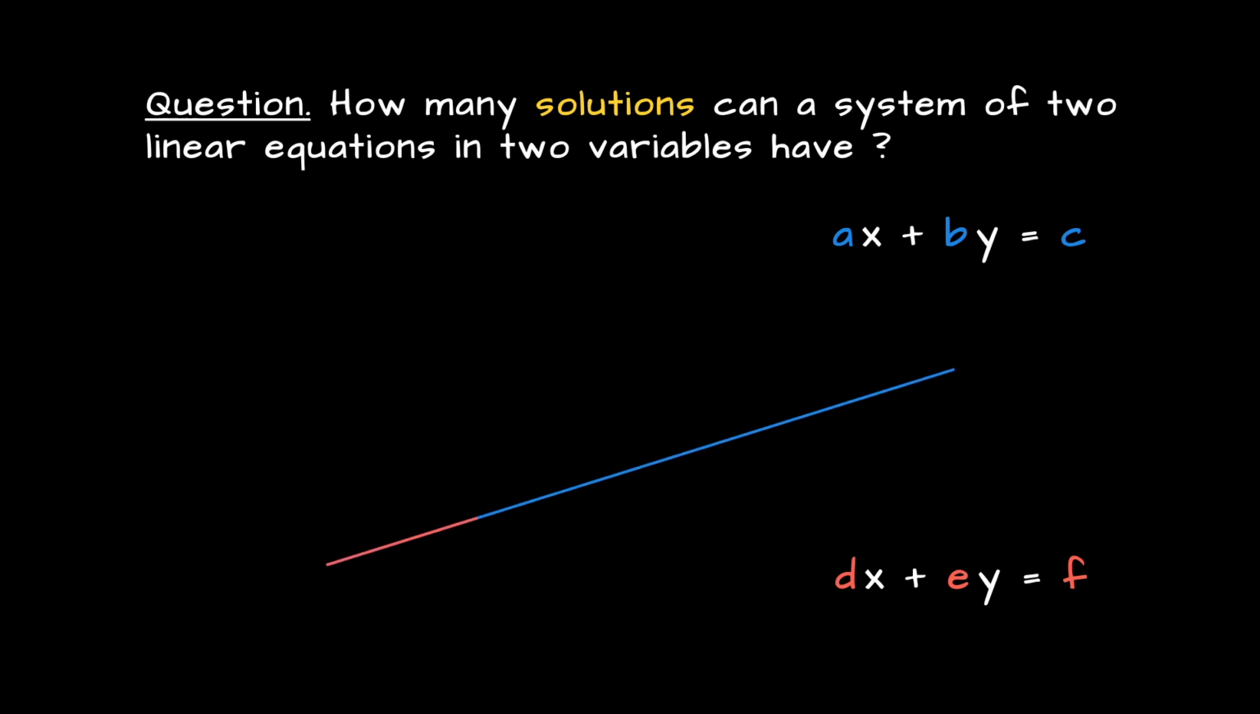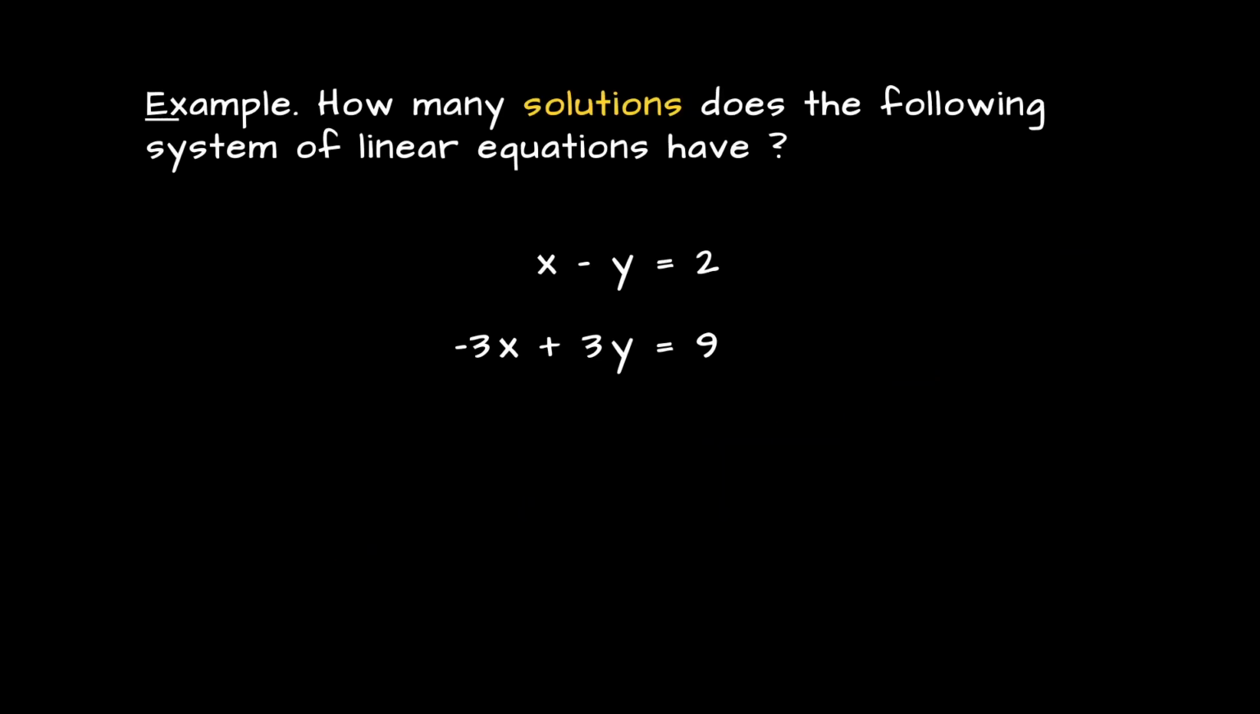Finally, it could be the case that the graphs of our two equations produce the exact same line. If that happens, then our system would have infinitely many solutions, since any point on this line would solve both equations. Let's take a look at an example. Have a look at the system of linear equations shown here, and without trying to actually find the solutions, see if you can figure out how many solutions this system has.